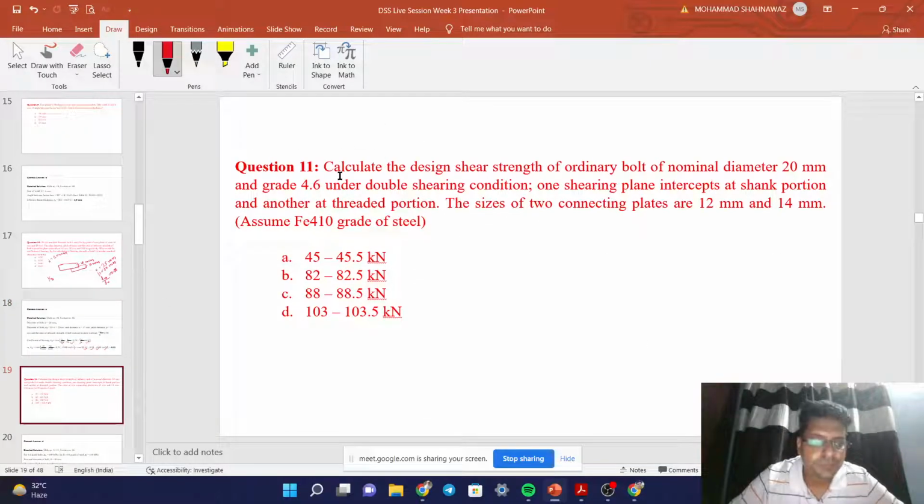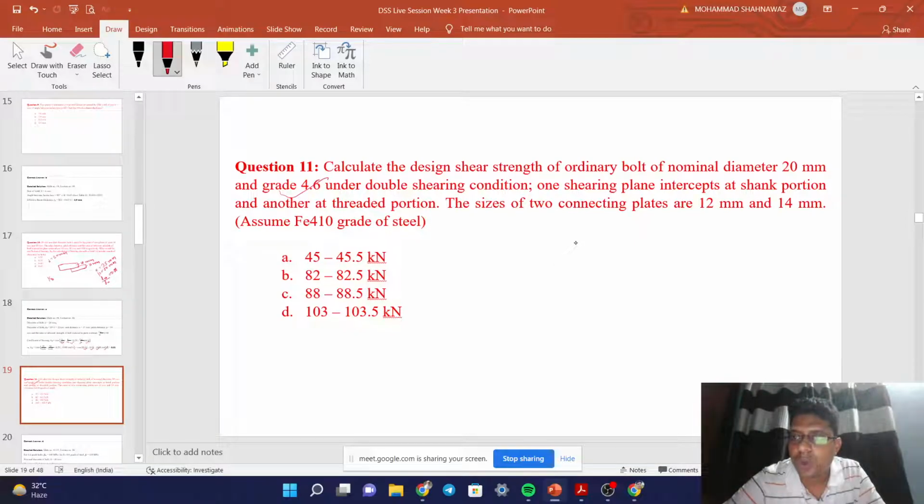Now calculate the design shear strength of ordinary bolt of nominal diameter 20. Okay, so design shear strength you have to calculate, and bolt is ordinary bolt. Means in exam, if it is not given what is the grade of bolt, then you have to take it as ordinary bolt and you have to assume it as grade 4.6 if nothing is given.